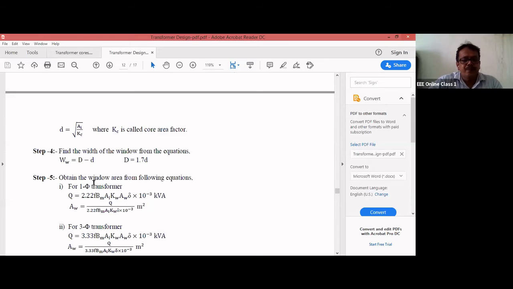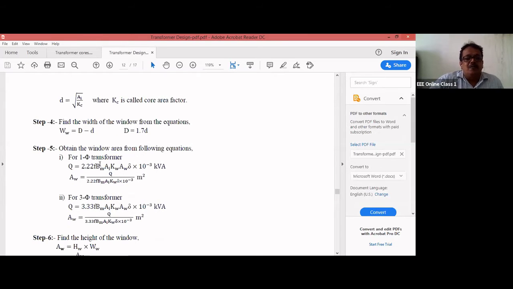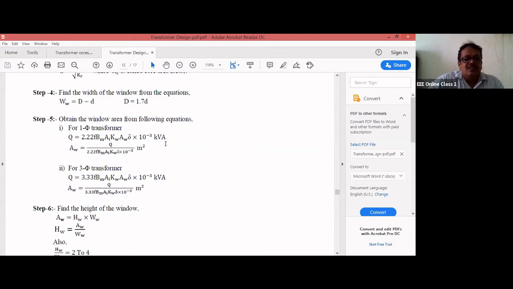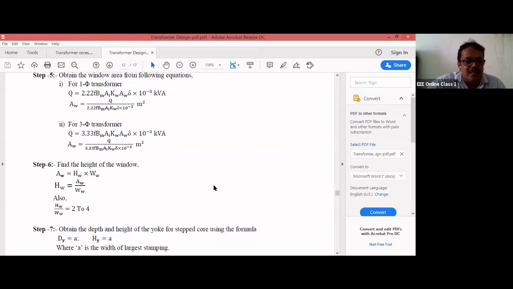Okay. Then step 5, obtain the window area from the following equation. For a single phase transformer, this is your output equation. So from this output equation, we can find out the window area. This is for single phase. For 3 phase, the only difference is what? Here 2.22, here what we got? 3.33. That is regarding finding out the window area.